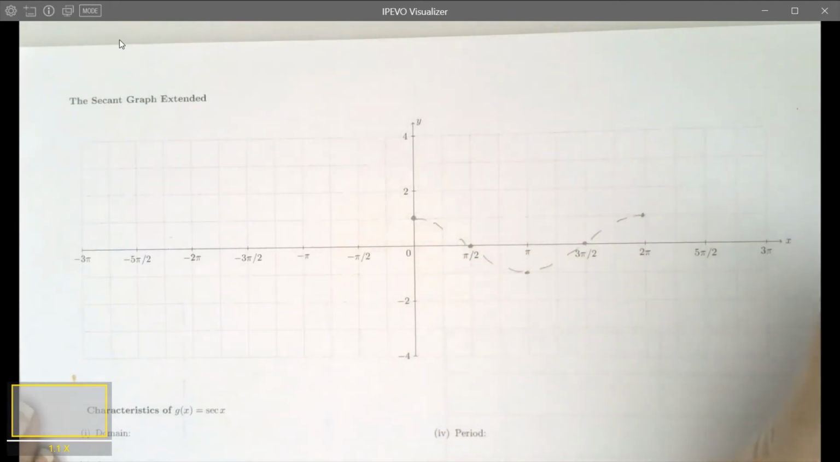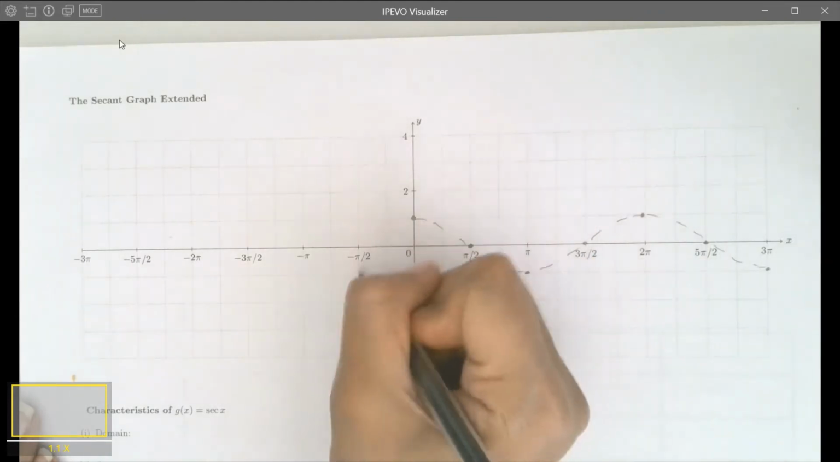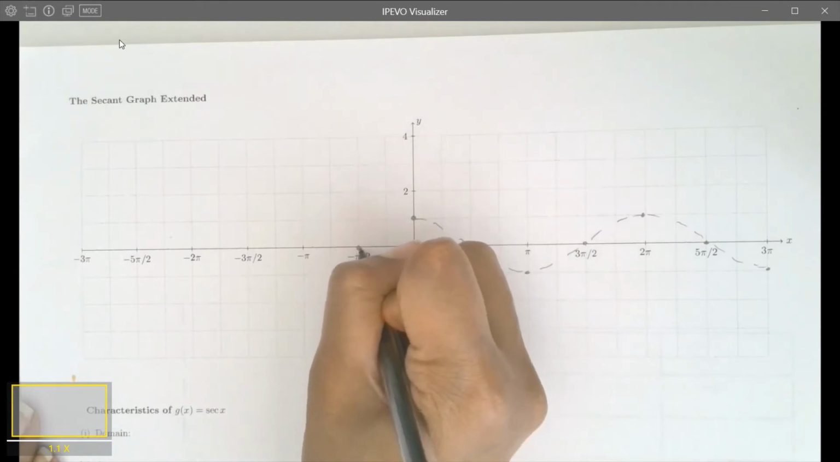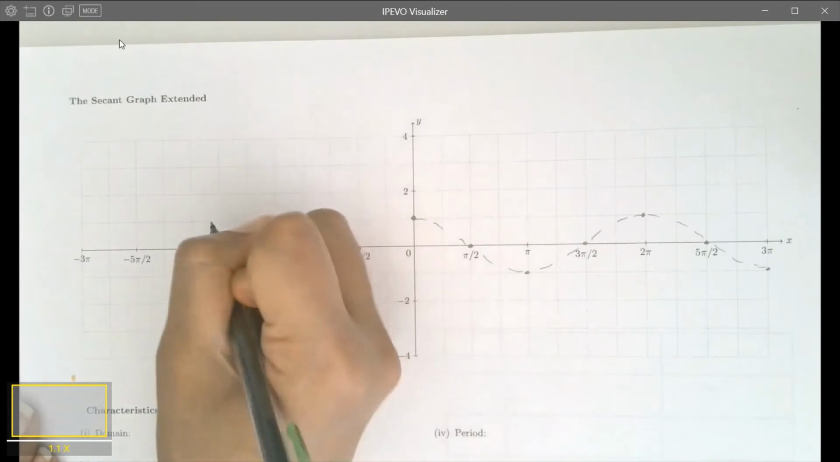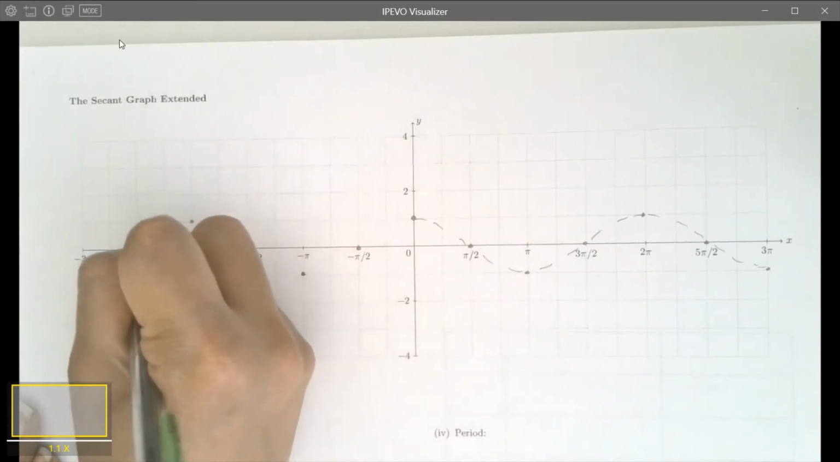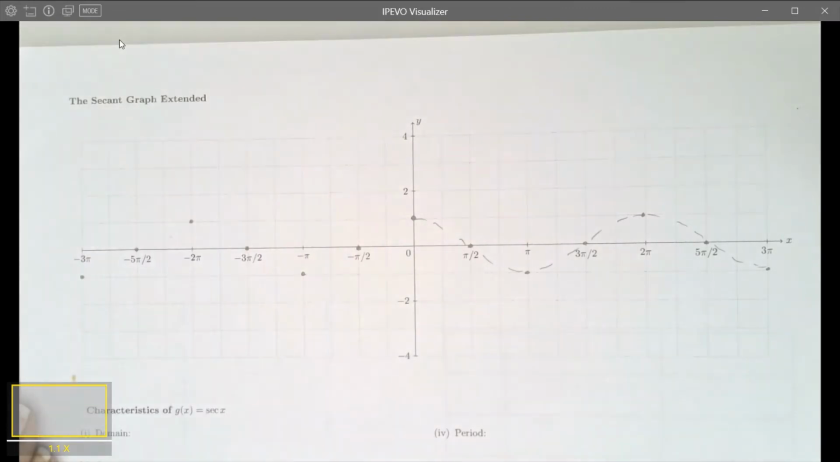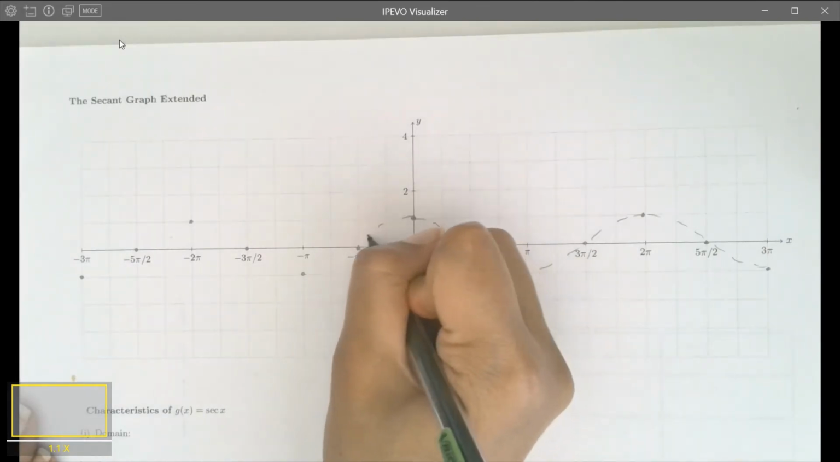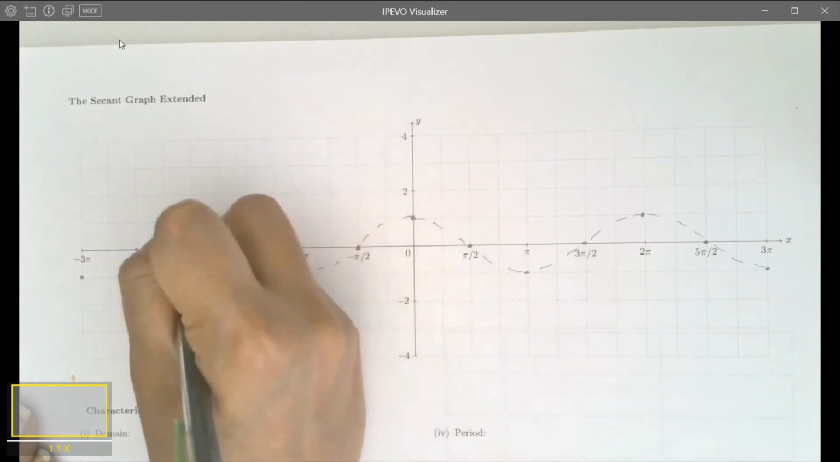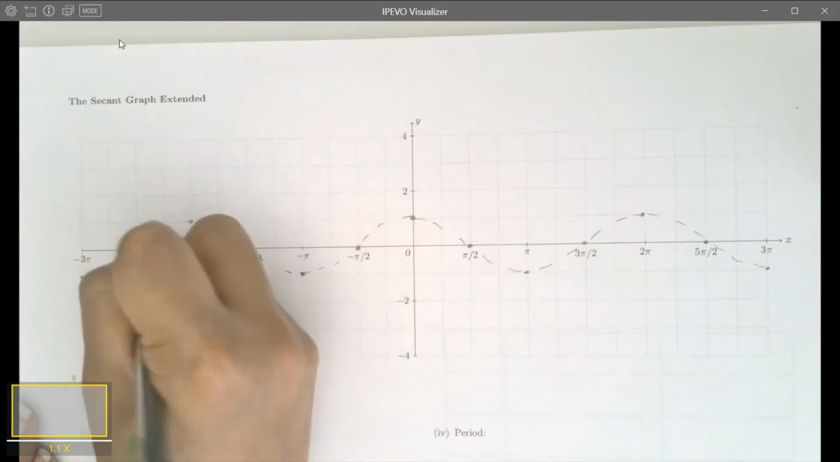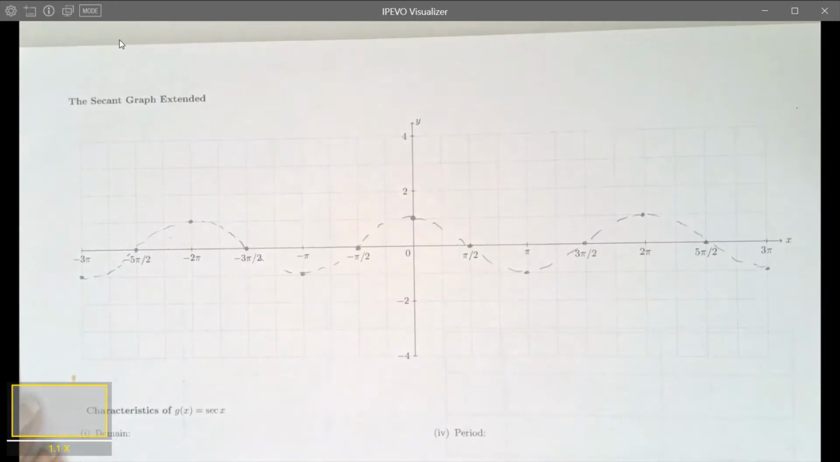And from there it repeats. So at 5 pi over 2 we reach 0, and then at 3 pi we reach negative 1. Same going in the negative direction: at negative pi over 2 we reach 0, then negative 1, then 0, then positive 1, then 0, then negative 1. So it looks something like this. Okay, so that's the first step.